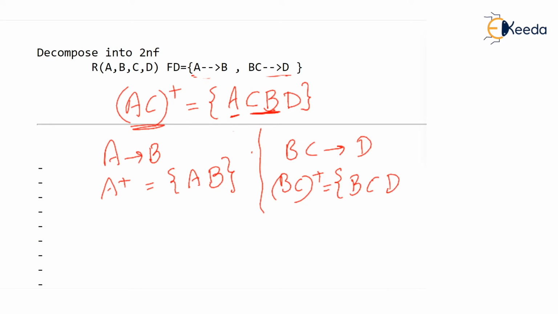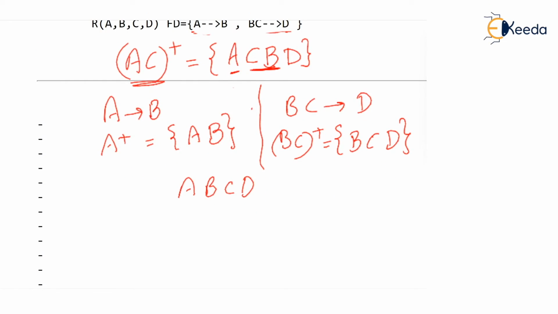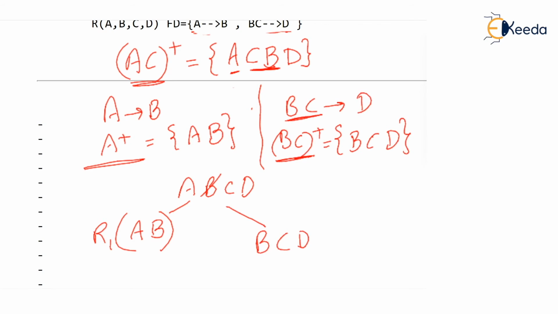That's it. Now you write all the attributes A, B, C, D of the original table. And the first dependency, A determines B, this one. We found A closure. A closure is going to take away B with it. So the first table formed will be AB. This is R1. And we found BC closure here. BC closure is going to take away BCD with it. BC together is going to take away BCD, isn't it? Okay, so this is another table, R2.